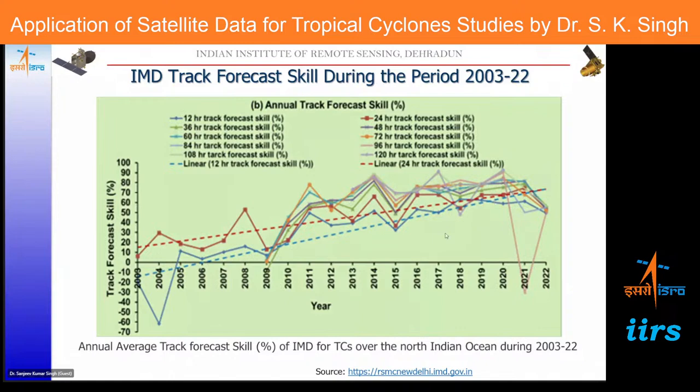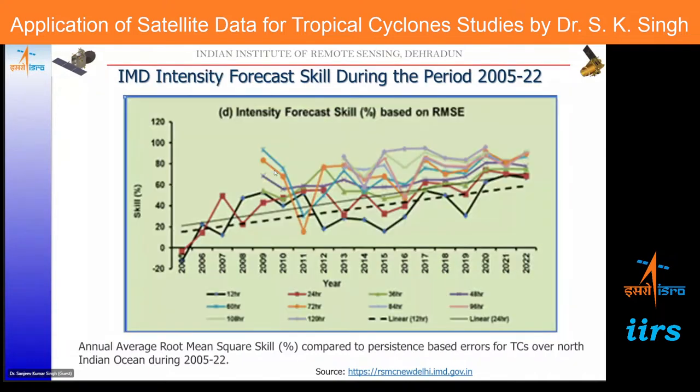So this is due to the improvement in the data assimilation technique, improvement in the in situ observations, improvement in the satellite observations, and utilization of a larger number of satellite observations in the numerical weather prediction model. And similarly, the intensity forecast also improved a lot over the years. So they are able to accurately predict the tropical cyclone intensity also.